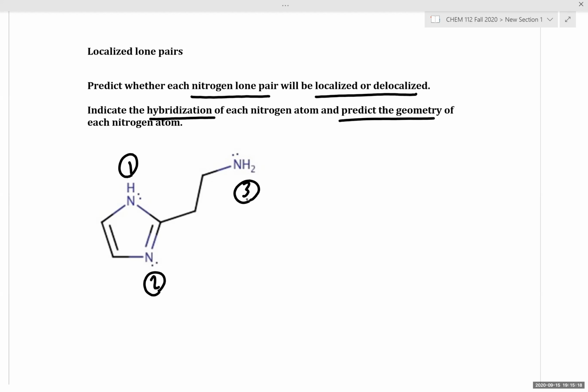So in nitrogen 3, wouldn't that be a localized lone pair because it can't move anywhere since that carbon is sp3? Yep, exactly. Perfect. And it's also trigonal pyramidal because of the lone pair? Yep, exactly right. So we have our first assignment. That's perfectly correct. It's an sp3 nitrogen, has a trigonal pyramidal geometry, and it's a localized lone pair.